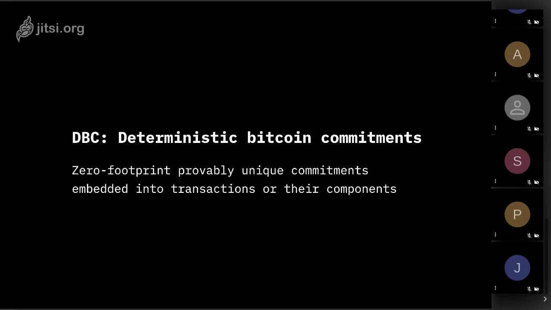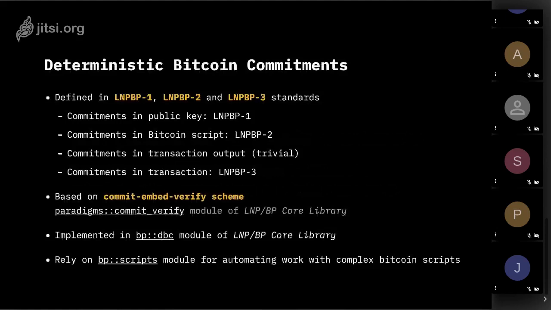So we have a stack of procedures and a stack of standards which explains how these deterministic commitments are applied at each level. These standards are LNPBP1, LNPBP2, and LNPBP3. We have commitments that are put into public keys, into Bitcoin script, into transaction output, and into transaction. It is more complex, I will be showing you on the next slides. We were thinking that it's that simple, but it's not that simple. And it is based on the paradigm of the commit, embed, verify scheme.